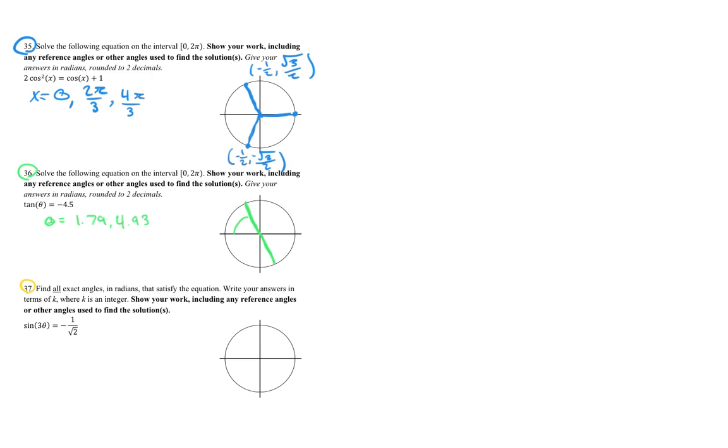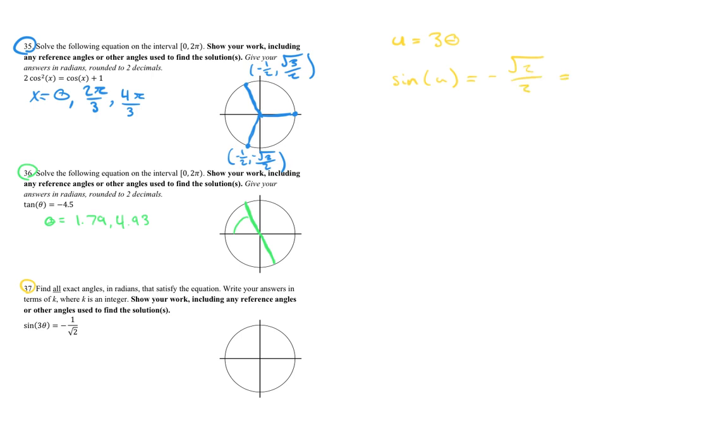Okay, 37, we're going to find all the exact angles in radians that satisfy the equation. Write your answer in terms of k, where k is an integer. Show your work including any reference angles or other angles used to find the solution. So the first thing that we notice is that we have this 3 theta here, which is kind of a problem. So the way that we're going to get around this is we're going to make some sort of substitution. My substitution is going to be that u equals 3 theta. So from here, I get that sine of u equals negative root 2 over 2.